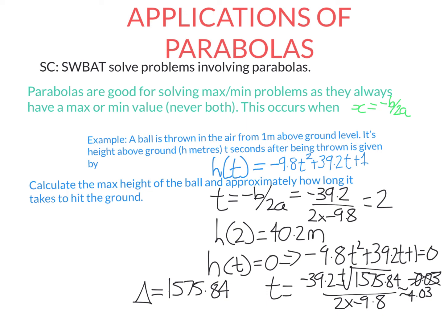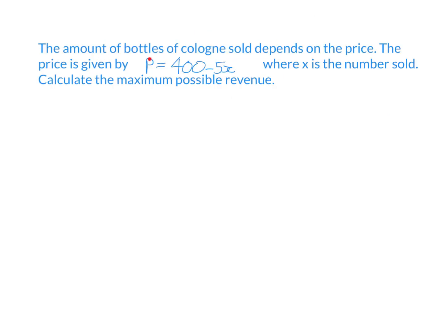All right, let's look at one more application of parabolas. So in this question, we're saying the number of bottles of something sold depends on the price. Well, obviously it does. The price is given by this function here. This is a linear function. So essentially what it says is if you have the price of $400, you'll sell 0. At $395, you'll sell 1. At $390, you'll sell 2, and so on. For each time you drop the price $5, you'll get one more customer.